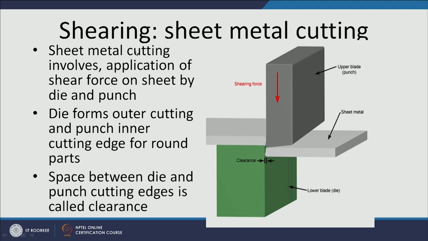So, sheet metal cutting involves the application of shear force onto the sheet with the help of the die and punch. Here, the upper one is mostly called the punch and the lower one is called the die. The die forms the outer cutting edge and the punch forms the inner cutting edge of round parts. The space between the die and punch cutting edges is called clearance.